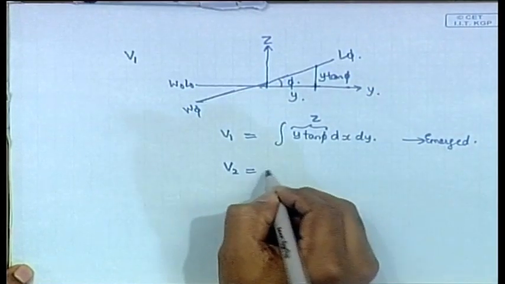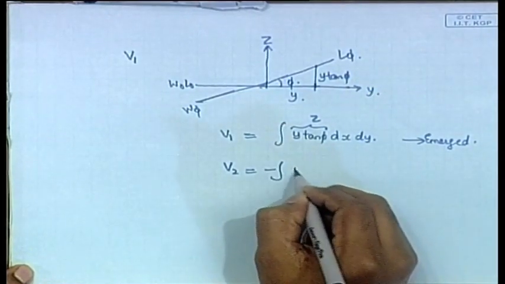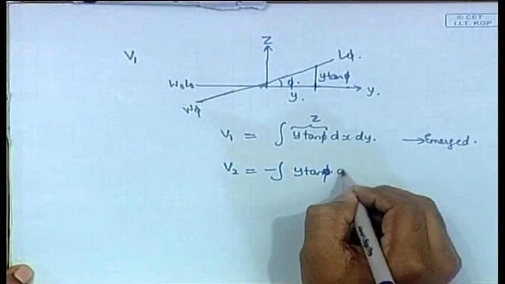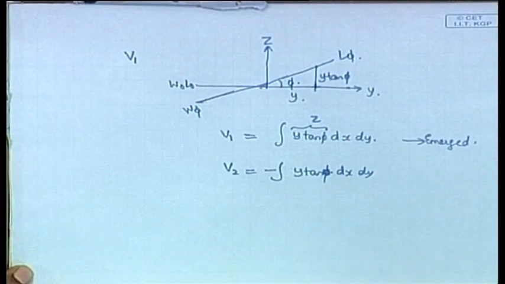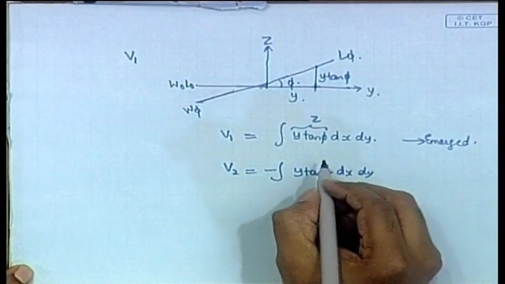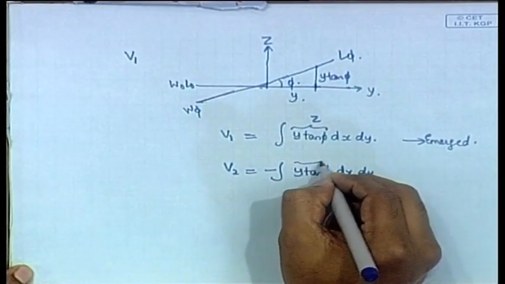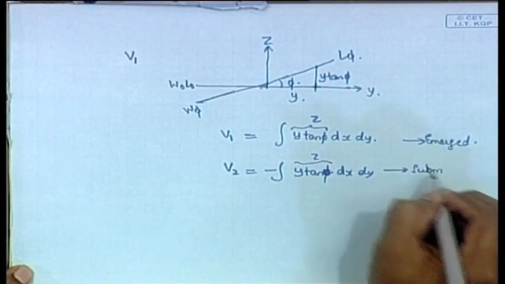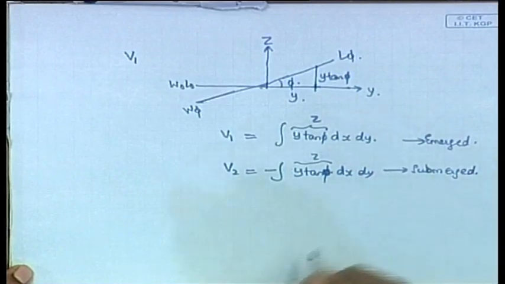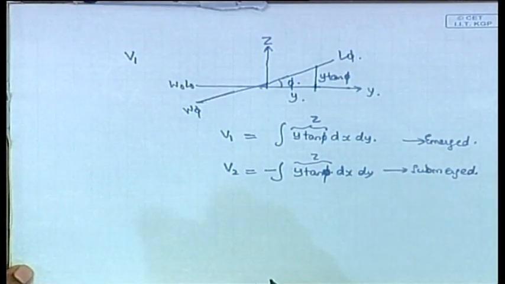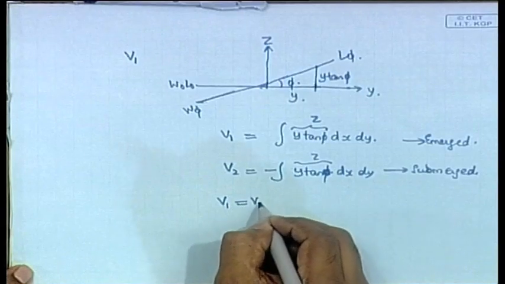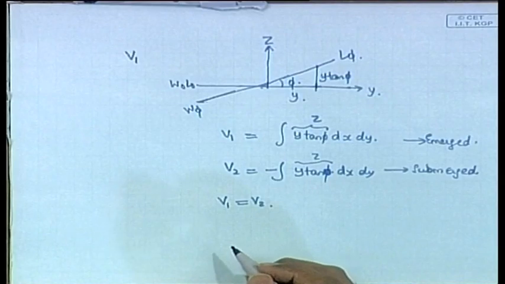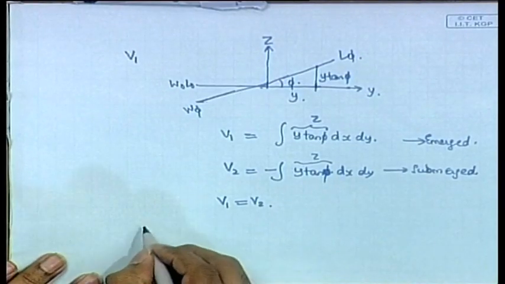And V2 is the volume that has submerged. It will be minus the integral of y tan phi dx dy, and this is again z dx dy, this is what has submerged. Now, we are saying that V1 equals V2. Okay. Then what does it tell us?